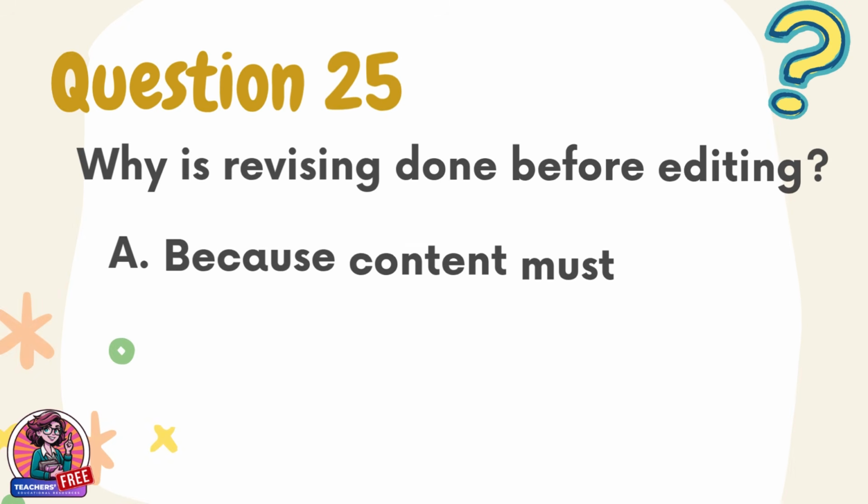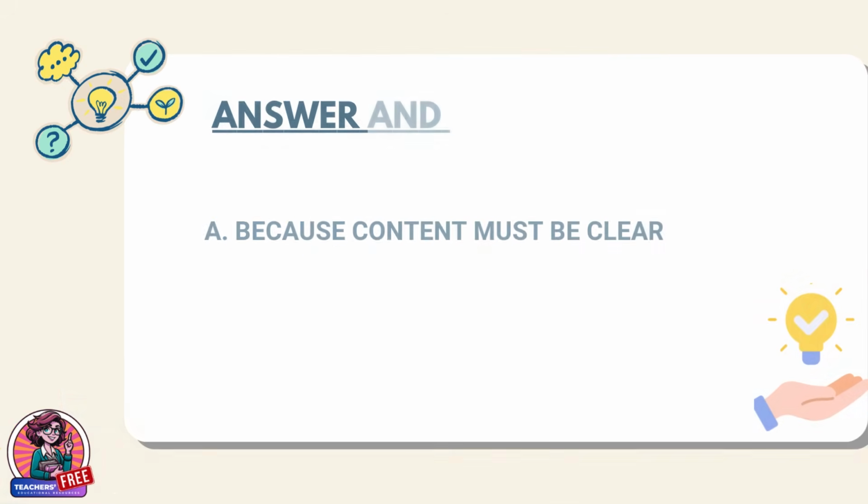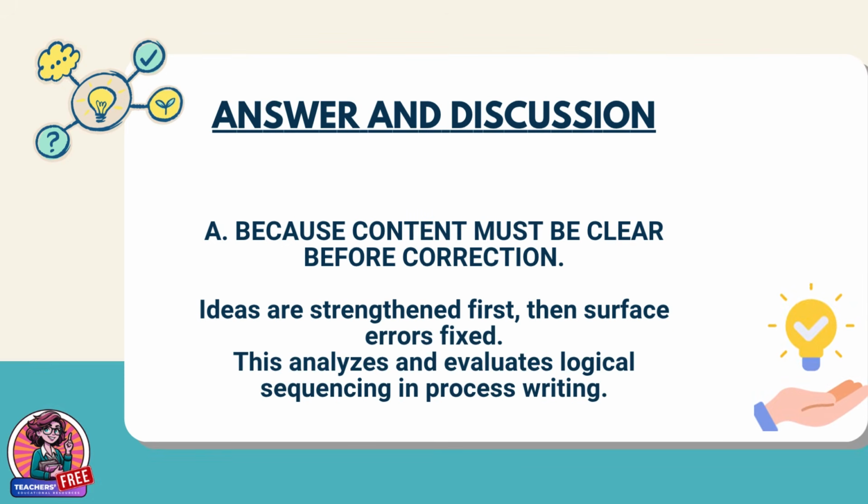Question 25. Why is revising done before editing? A. Because content must be clear before correction. B. Because it's easier. C. Because grammar is not needed. Answer. A. Because content must be clear before correction. Ideas are strengthened first, then surface errors fixed. This analyzes and evaluates logical sequencing in process writing.